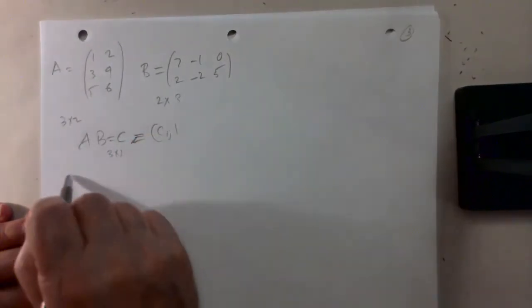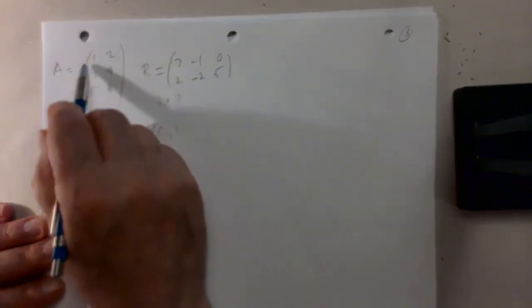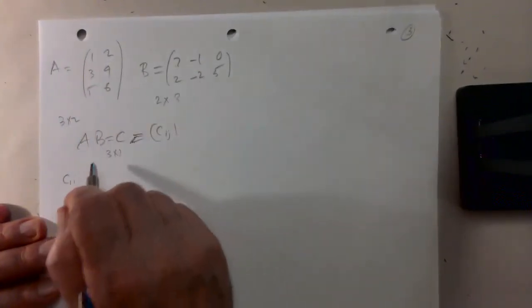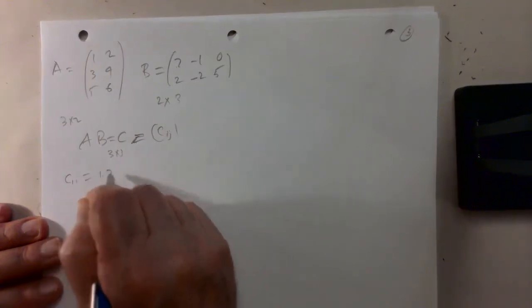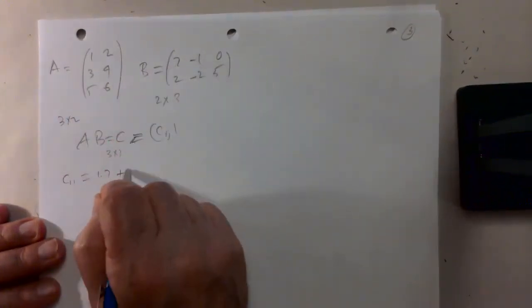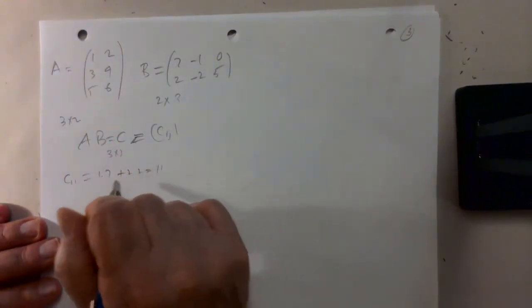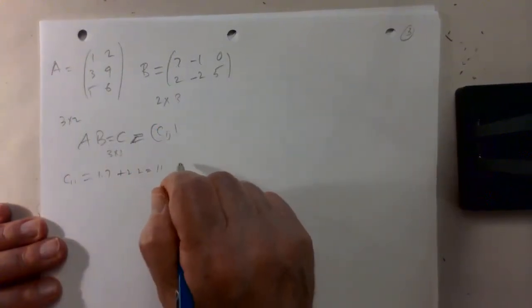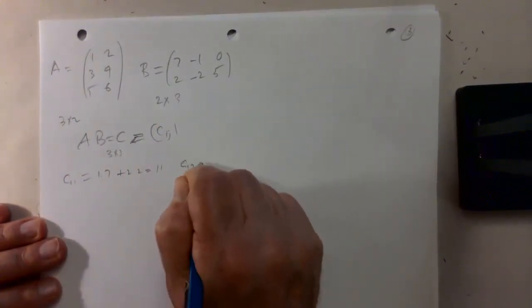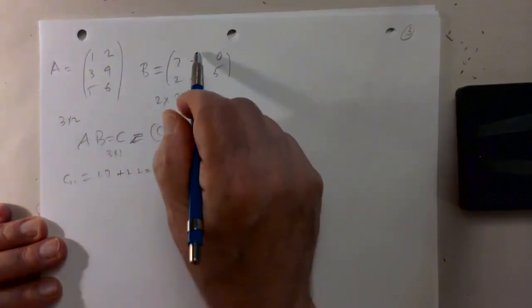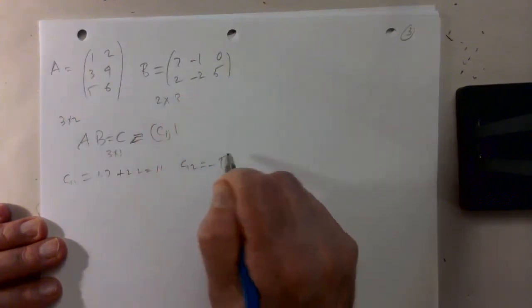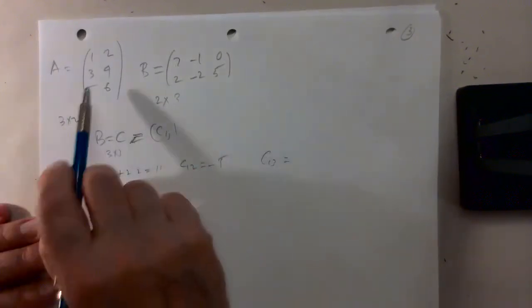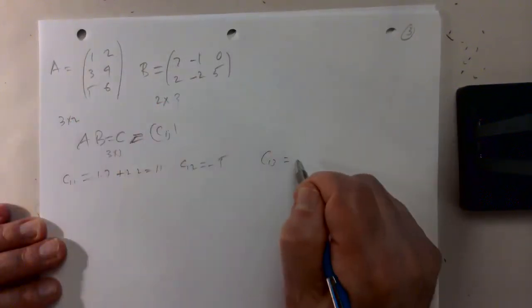Cij. So C11, you take the first row, 1, 2, times the first column, you get 1 times 7 plus 2 times 2 equals 11. First row, second column, C12 is minus 1 minus 4, minus 5. First row, third column is 0 plus 10 is 10.